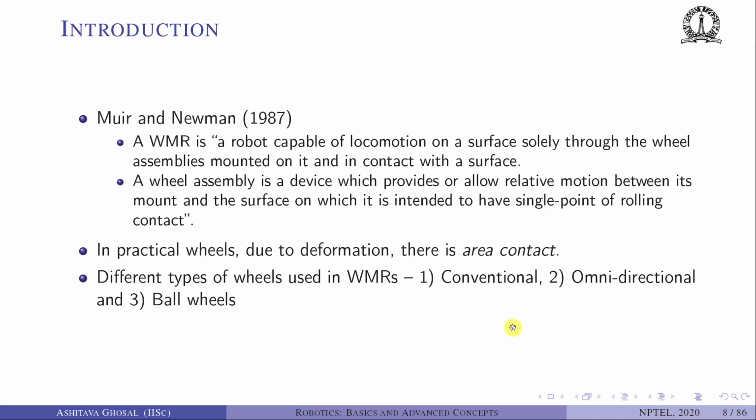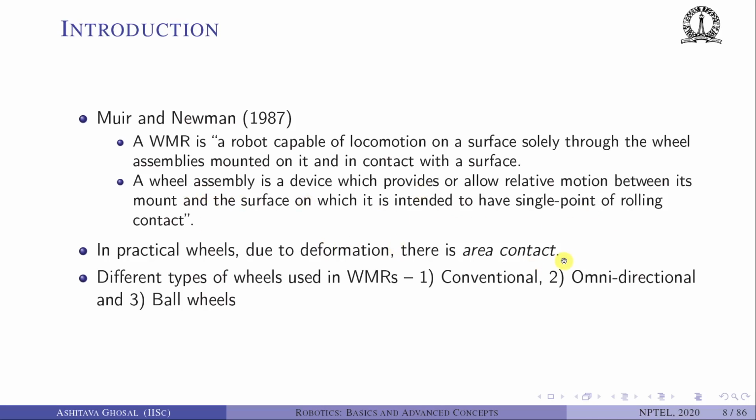So what is the definition of a wheeled mobile robot? According to Muir and Newman in 1997, a wheeled mobile robot is a robot capable of locomotion on a surface solely through wheel assemblies mounted on it and in contact with the surface. A wheel assembly is a device which provides or allows relative motion between its mount and the surface on which it is intended to have a single point of rolling contact.